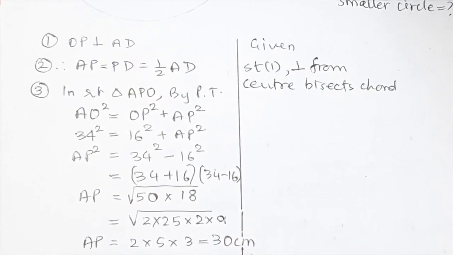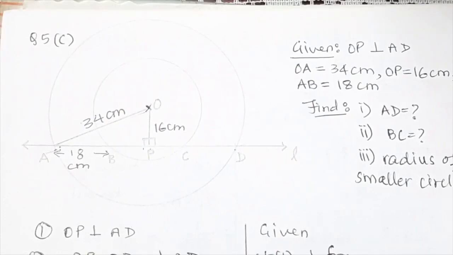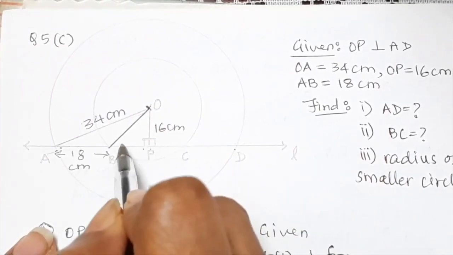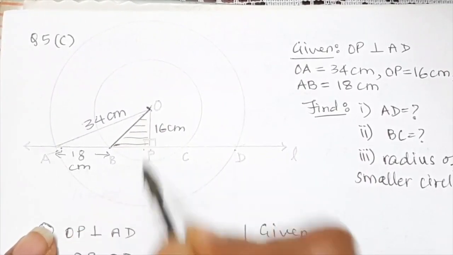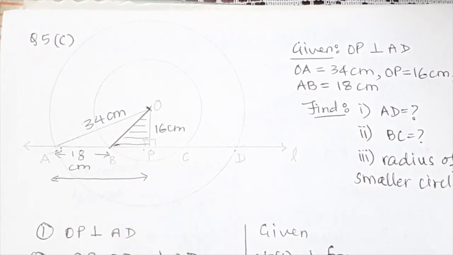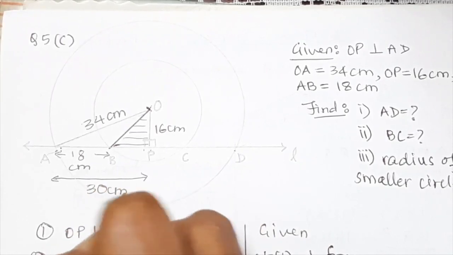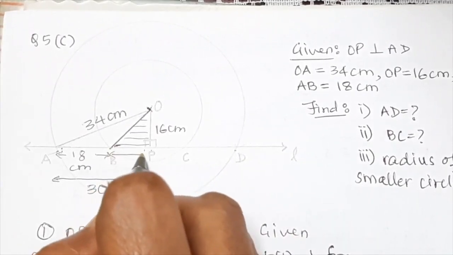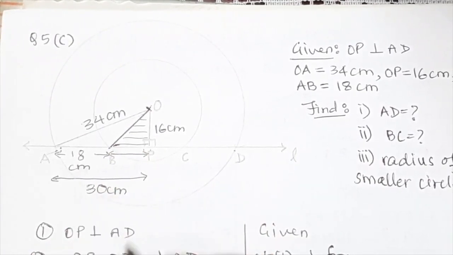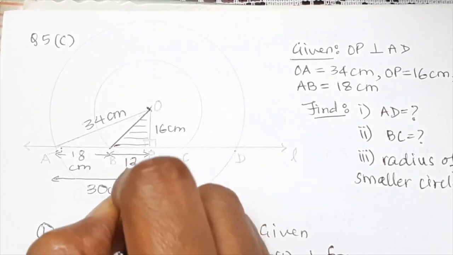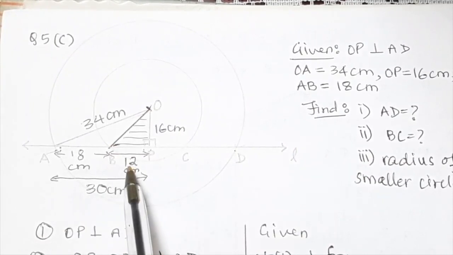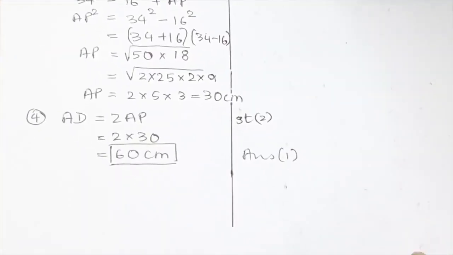Now the second part says BC equal to how much? So let us look at our diagram. We want BC, so we need to use triangle BPO. From here to here, this is AP, and AP came out to be 30 centimeter. So your BP will be from here to here. This is going to be 30 minus 18, and that will be 12 centimeter. So in this triangle, you can find BP is 12. So BC is going to be double of that.